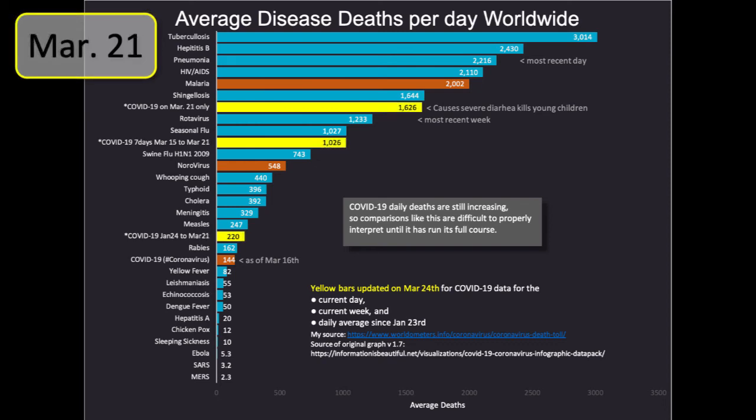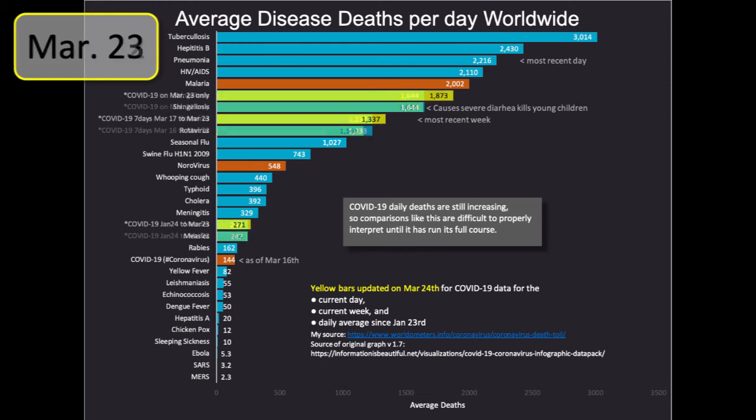Once again, all 3 yellow bars grew this day. However, none of them jumped up any places on the graph compared to other diseases' deaths per day. On this day, all three grew, and the weekly one jumped up one spot on the comparison graph. On this day, all three of them jumped up in the rankings of deaths per day. Now you can see why I'm saying that the original graph was an apples to oranges comparison.